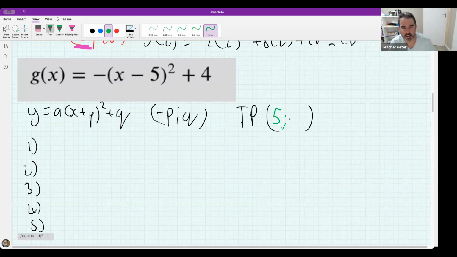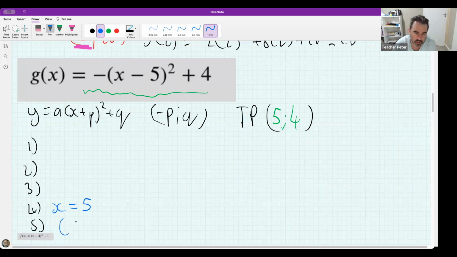What is the q value going to be? Well, 4. And so the turning point is (5, 4). We can literally read it straight off the graph when it's in turning point form. The other thing that's good is if I know the turning point, I know the axis of symmetry is x equals 5. And so we just worked out the turning point.